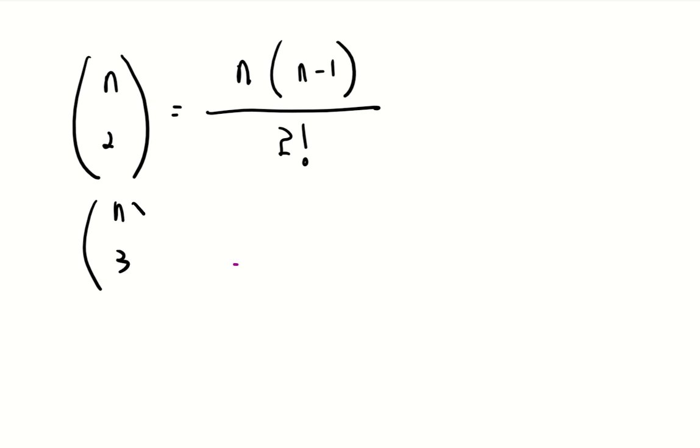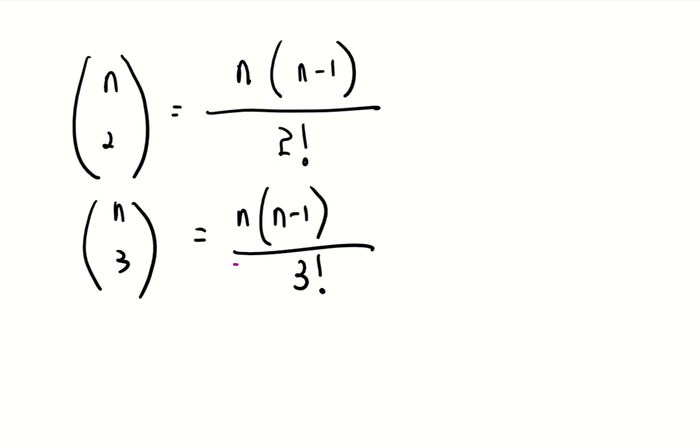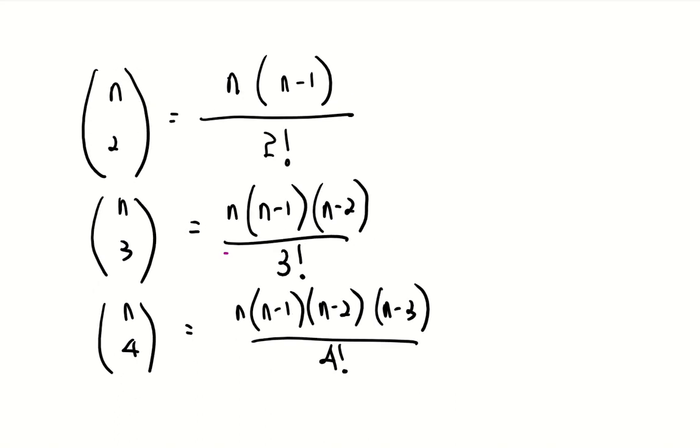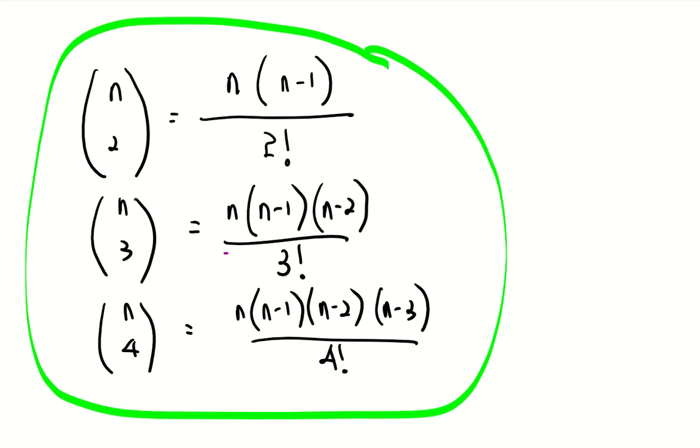Likewise, I have n choose 3. What must I put below? 3 factorial. How many terms do I see on top? 3. What are the 3 terms? N, n minus 1, n minus 2. Very good. This is more useful for sure. Last but not least, how about n choose 4? What do I put below? 4 factorial. How many terms do we see on top? 4. What are the 4? N, n minus 1, n minus 2, n minus 3. I'm very certain you'll be very grateful to me for this simple formula as compared to the one given in the formula sheet.